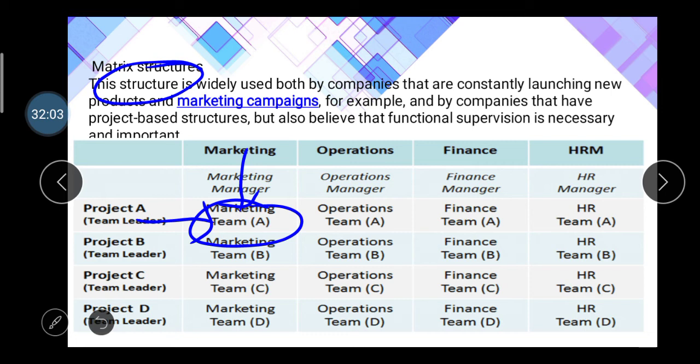So these four structures, line, line and staff, functional and matrix, are very important from your examination point of view. You should learn them thoroughly, and if you have any query regarding this, you can ask me. Okay, thank you very much.